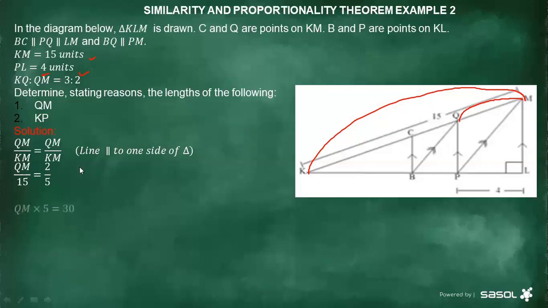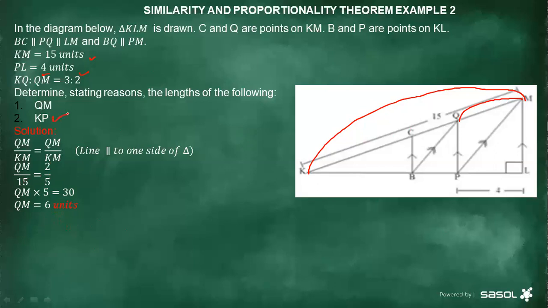Then we cross multiply: 15 times 2 is 30. Then we divide both sides by 5, and that gives us 6 units. That is the actual length from Q to M: 6 units.